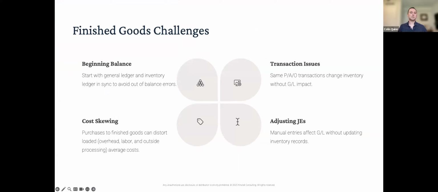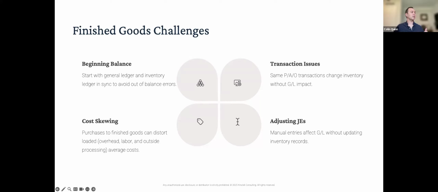Okay, so the challenges in finished goods, we have our four-leaf clover here. We're going to start in the upper left with beginning balance. Just like raw materials, ensure you always start in sync. If the beginning balance doesn't match the prior period's ending balance, it creates a ripple effect throughout the entire reconciliation process. So best practice here is to establish a formal reconciliation process at period close to ensure the subledger and general ledger are aligned before even moving forward.